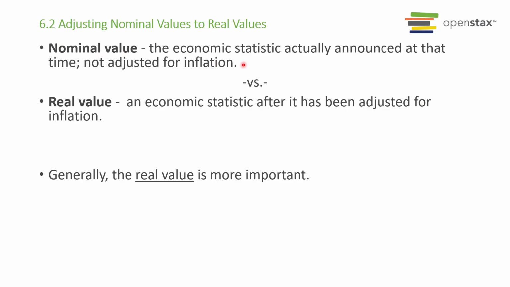Nominal value is the economic statistic actually announced at that moment in time. It's not adjusted for the inflation rate. We'll talk about what inflation means. And the real value is an economic statistic where we have accounted for the changes in prices, or inflation. Again, the real value is more important for us because we're focused on productivity. In order for us to understand how productivity is evolving, we need to look at what's being produced.